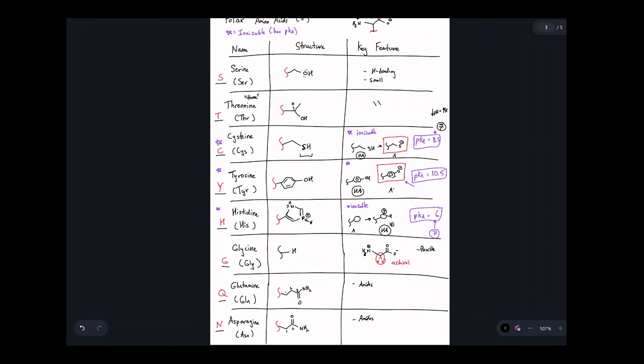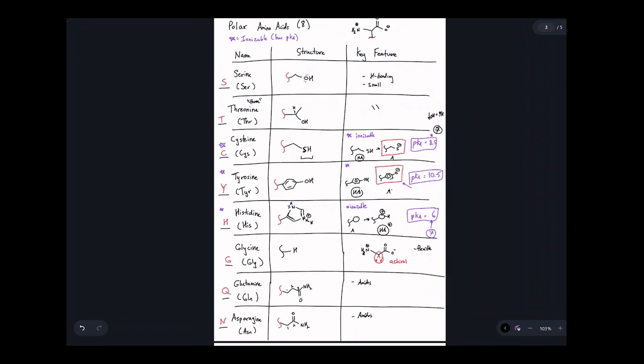Putting it all together, again, take a screenshot of this if you'd like to have it all at once. You can see the charged amino acids here are cysteine, tyrosine, and histidine. These are the amino acids that are going to potentially change charge on you. So not only do you need to know their structure, but also their pKa.